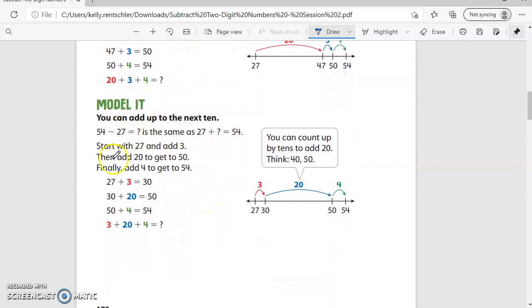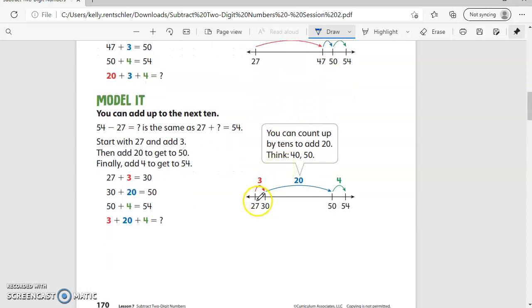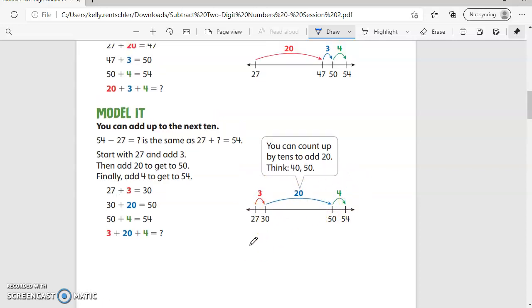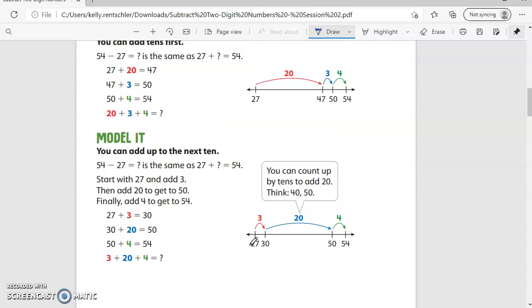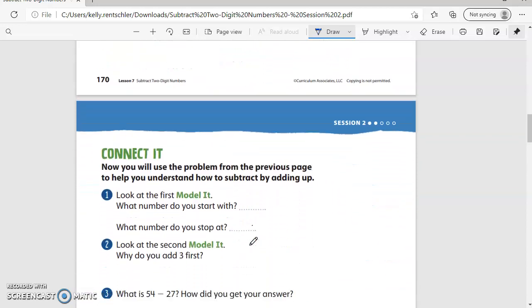Then you can add to make a 10. So instead of adding 20 and going from 27 to 47, I could have gone from 27 to 30, and then had an even 10 number to count by, so 30 to 50. So you split up the 3 and the 4. So these are two different ways that you can do this problem on the number line.